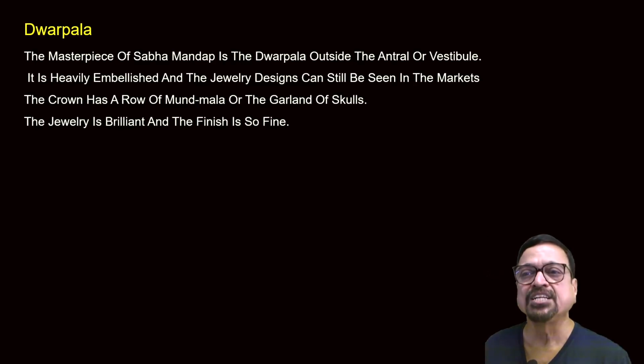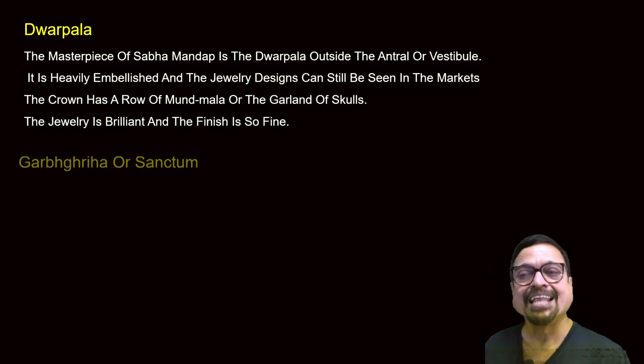Now the masterpiece of the Sabha Mandapa is the Dwarapala outside the antarala, or the vestibule. The heavily embellished jewellery designs can still be seen in the market. So do enjoy the Kolhapur market, which has all these varieties of ornaments. The crown has a row of Mundamala, or garland of skulls. The jewellery is brilliant and the finish is beautiful and appreciable.